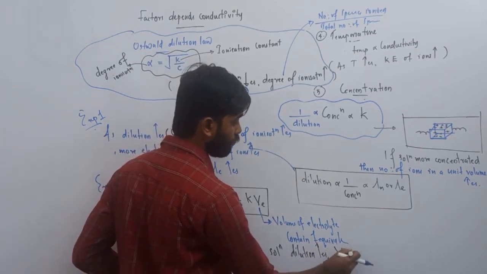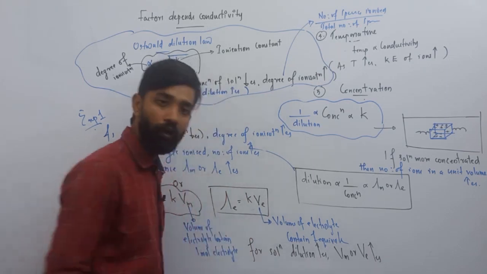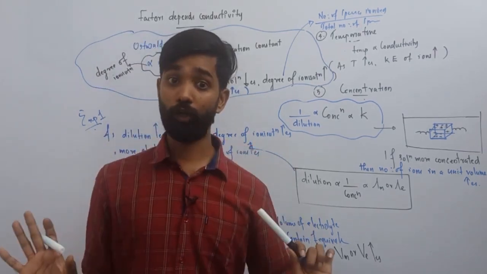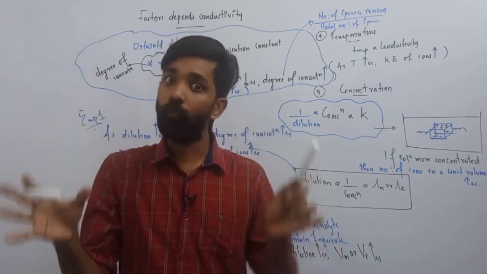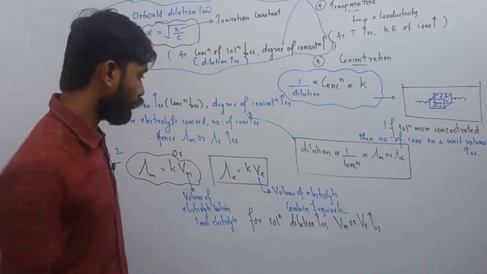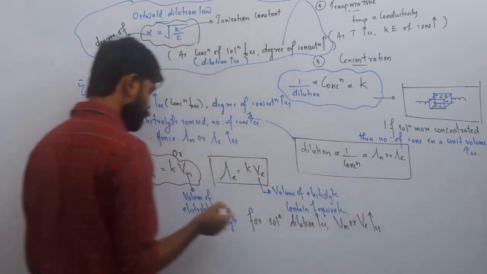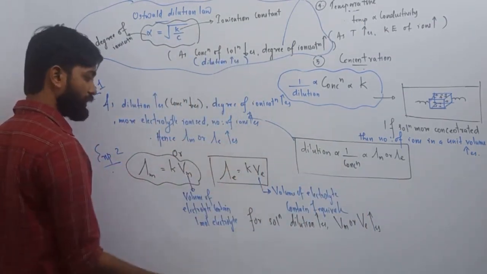Vm or Ve increased, right? What do you mean by Vm or Ve? It is the volume where 1 mole of electrolyte is enclosed. As we increase the dilution, the volume of 1 mole of electrolyte will increase to a greater extent. So as we increase the dilution, Vm or Ve increases.